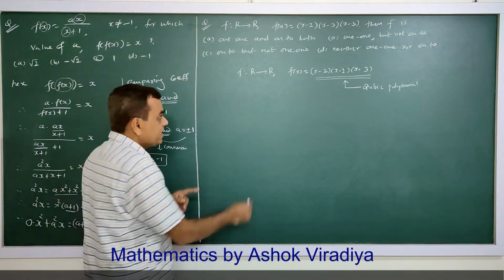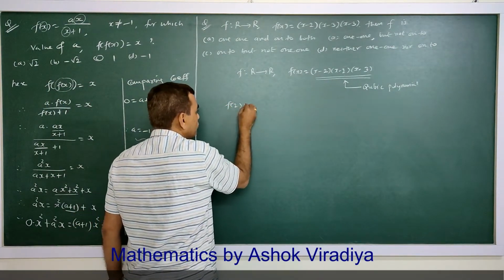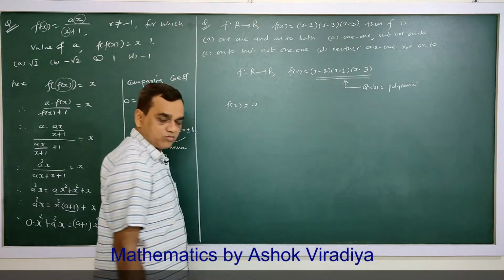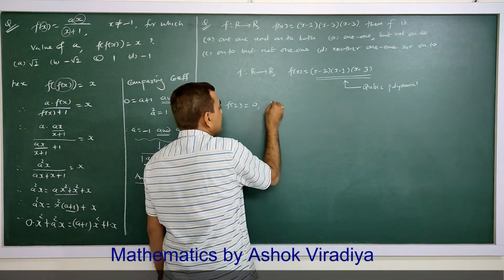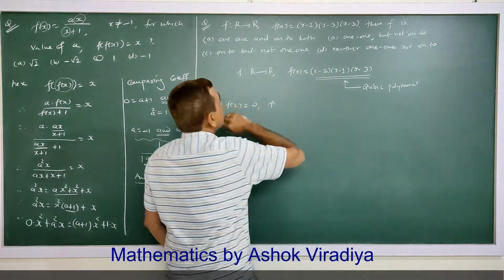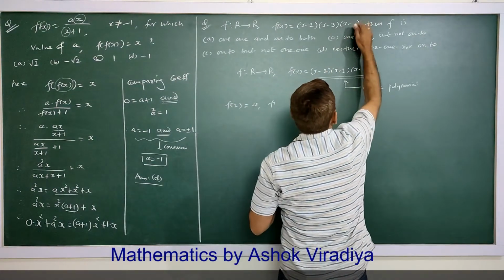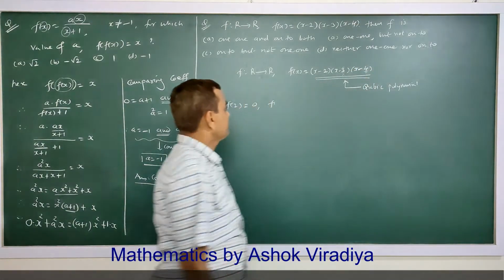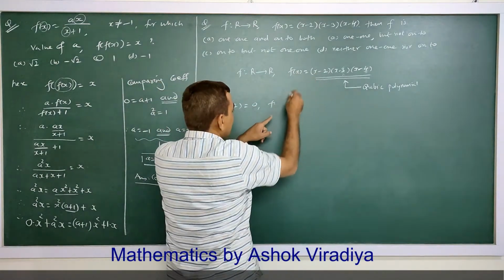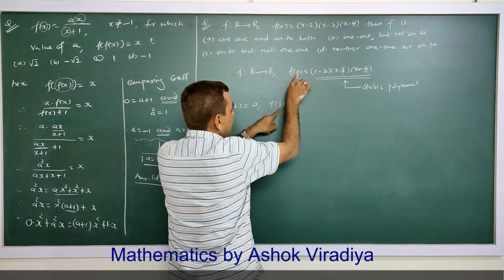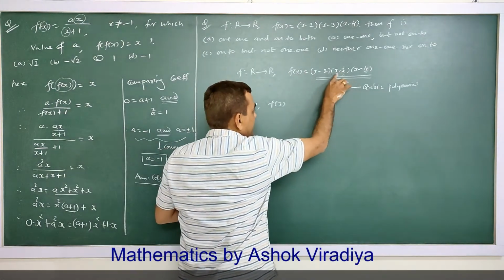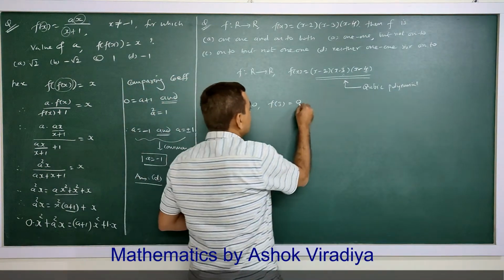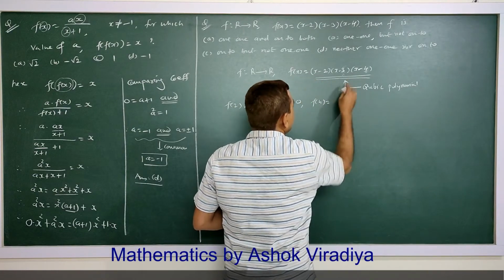So by observation it is clear, if I keep here 2, f of 2, if you put 2 then 2 minus 2 is 0. So 0 into anything is 0. And if I keep, sorry, here I have made a mistake, (x minus 2)(x minus 3)(x minus 4). If we keep x equal to 3, put here 3, then 3 minus 3 is 0. So again this will be 0. If you put 4, then again this value will be 0.